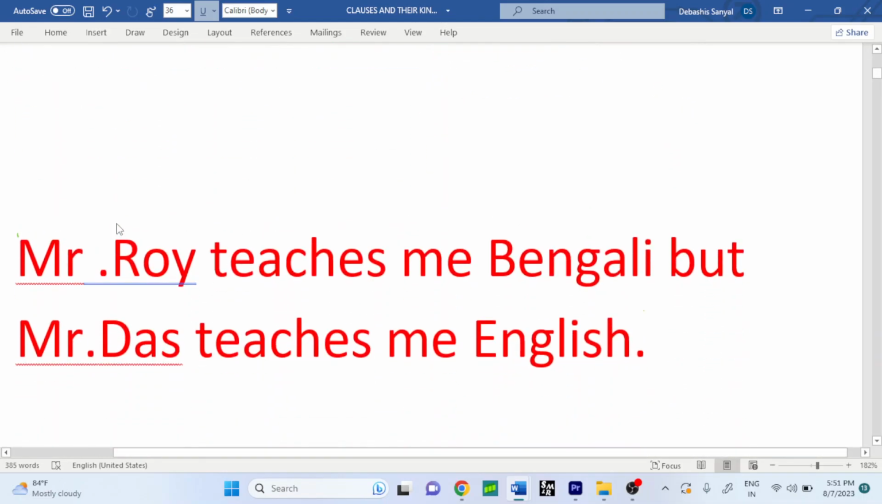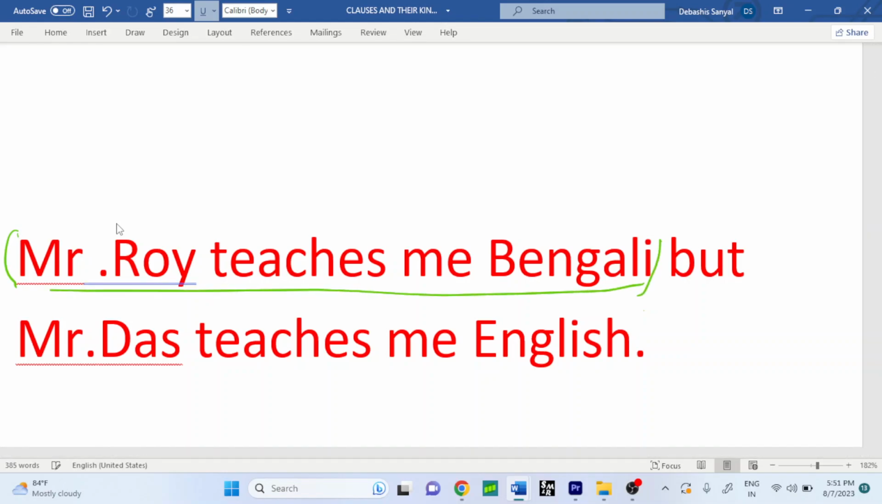Mr. Roy teaches me Bengali, but Mr. Das teaches me English. Both the underlined portions are two different clauses, because both underlined portions are a group of words with a finite verb also. Then what type of clause are the underlined portions? All this will be discussed by me later.